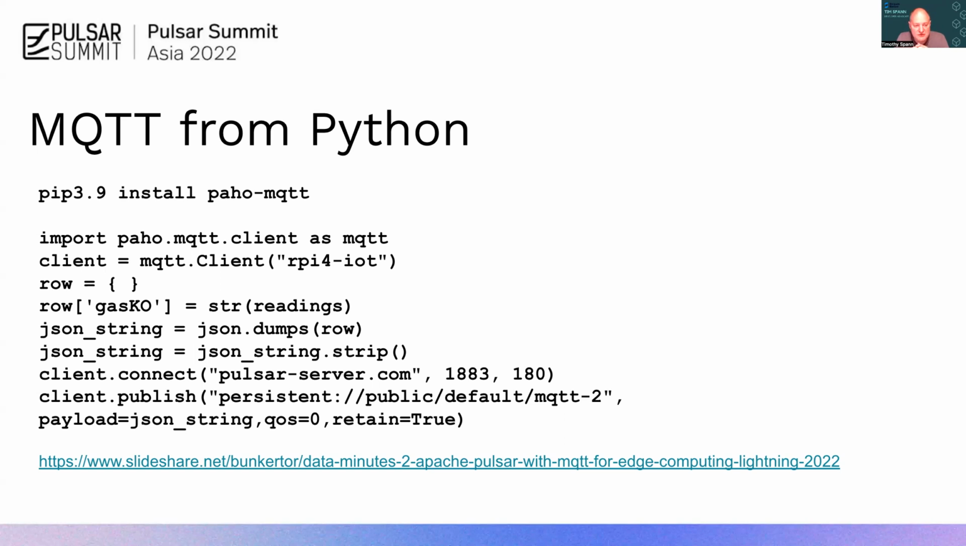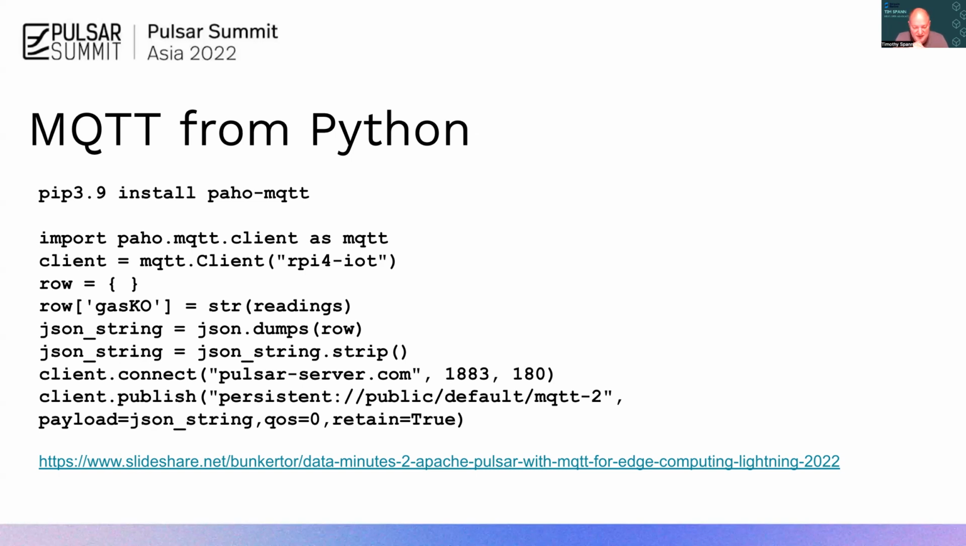So we could just install the Paho MQTT library, import it, create a client, get our data the same way as before, but we connect. A typical port is 1883, and we can use that same one in Pulsar. Pretty awesome. And then we publish to it. We send the payload, quality of service, and if we want to retain it.